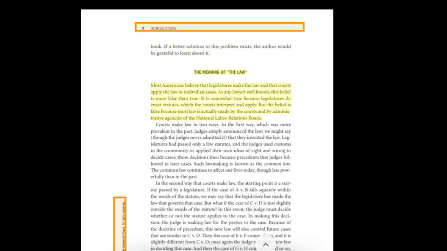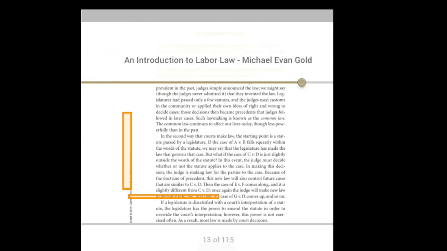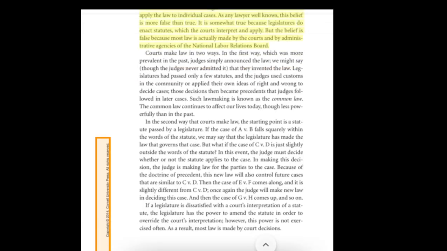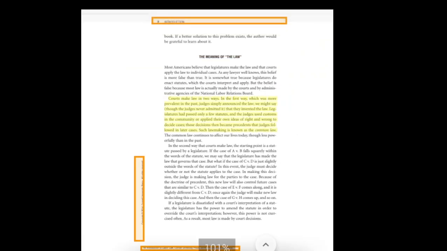The meaning of the law. Most Americans believe that legislatures make the law and that courts apply the law to individual cases. As any lawyer well knows, this belief is more false than true. It is somewhat true because legislatures do enact statutes, which the courts interpret and apply. But the belief is false because most law is actually made by the courts and by administrative agencies such as the National Labor Relations Board.